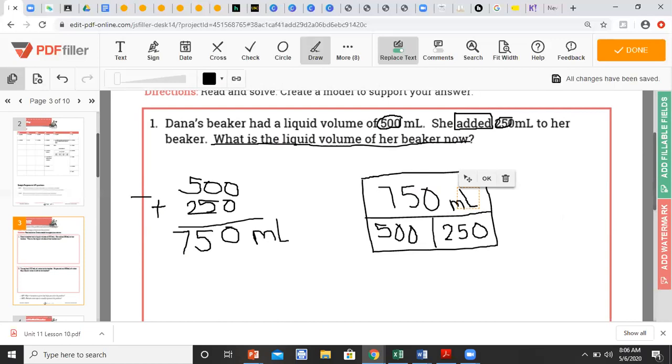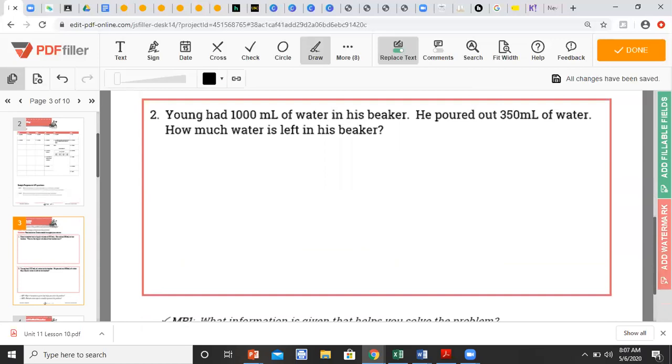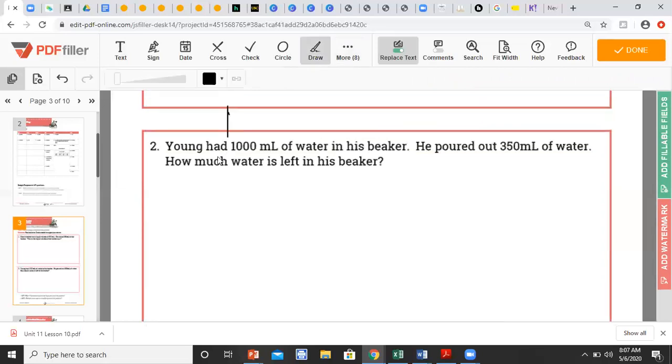So number 2, let's take a look. Young had 1,000 milliliters of water in his beaker. He poured out 350 milliliters of water. How much water is left in his beaker? We'll do the same here. I'm going to circle my numbers. So I've circled 1,000 milliliters and 350 milliliters.